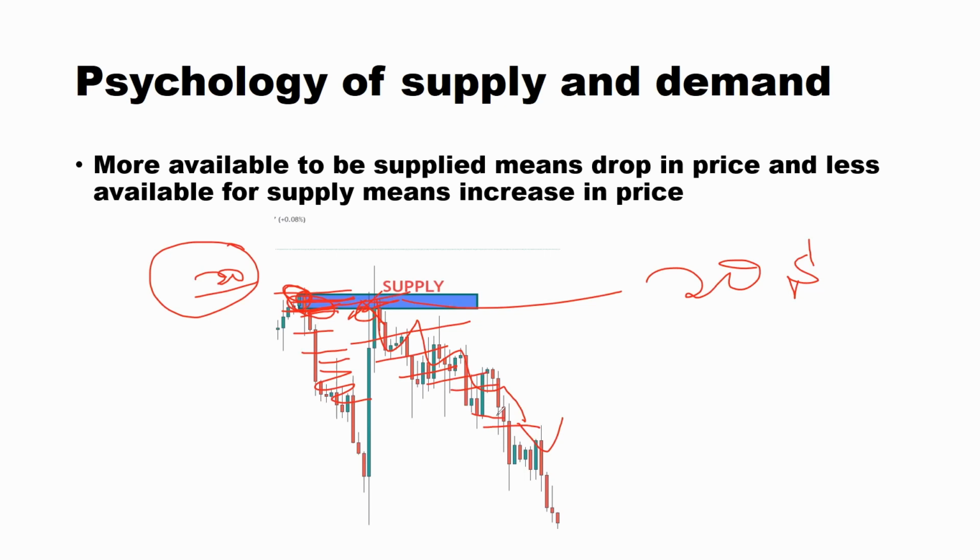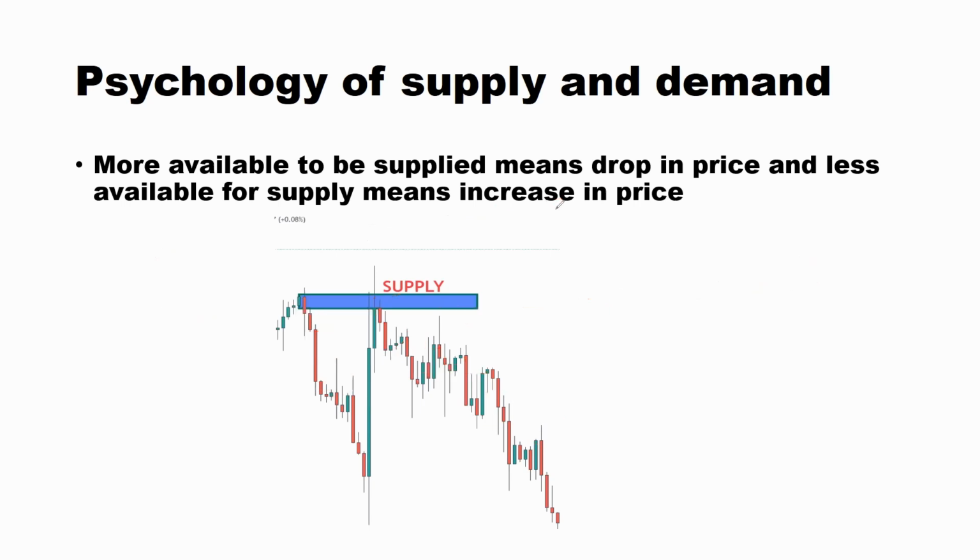When there are very many people supplying it, the prices will drop. When there are very few people supplying it, the price is high, right? So this is what we mean by more available to be supplied. More supplied means a drop in the price, and less available to be supplied means an increase in price. I hope you guys now understand that. I'm trying to bring in normal live examples, and also we put it on the charts, right?